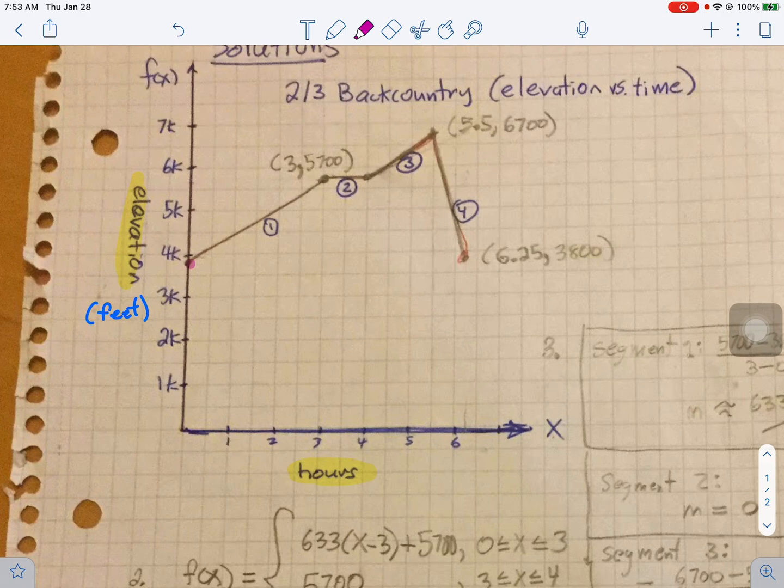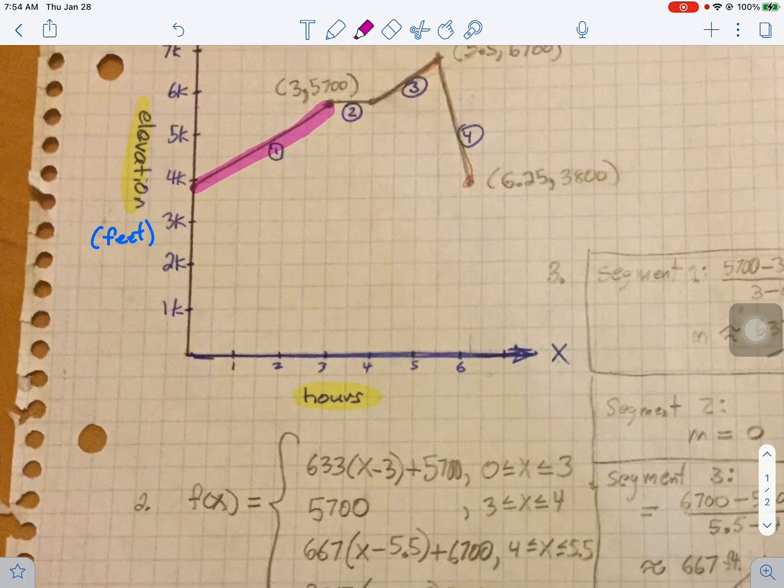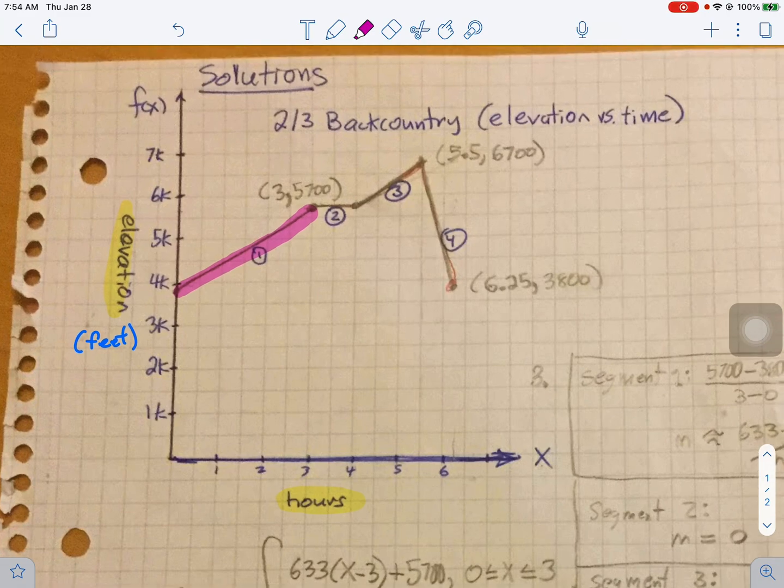Like, for example, it starts from, I think it was 3,800 feet elevation, and it goes up to 5,700 feet. And note that there is a point at 3 because that's 3 hours into it, and then the elevation at the hut where you stop is 5,700. Also note that the assumption is that it's a linear pattern, as was stated in the directions. So this segment is going to be a linear segment.